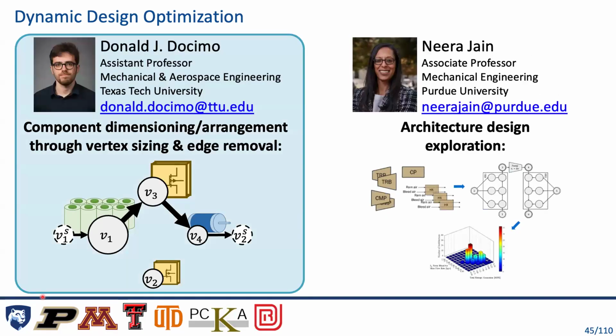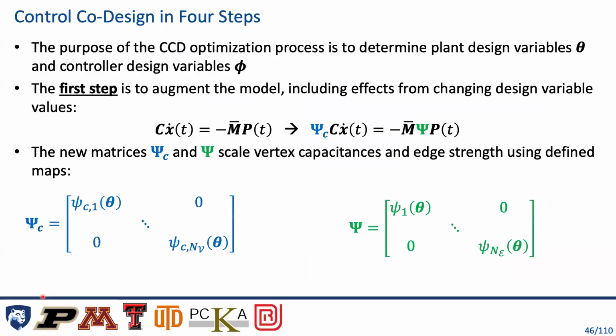So I'm going to focus on the first half of this, which is more on the sizing of our components and maybe a little bit of topology optimization. And then Nir is going to dig deeper into the architecture design exploration. So control co-design, the way I look at it, is broken down into basically 4 steps at the end of the day. You have some design or decision variables: your plant design variables, I'll call them theta, and your controller design variables, I'll call those phi. You're trying to select those, right?